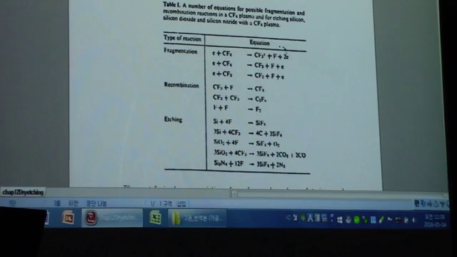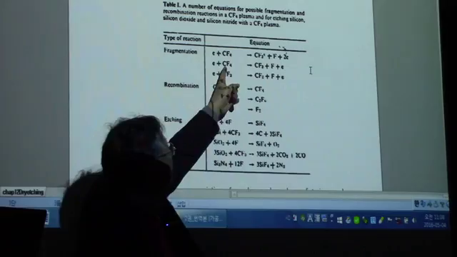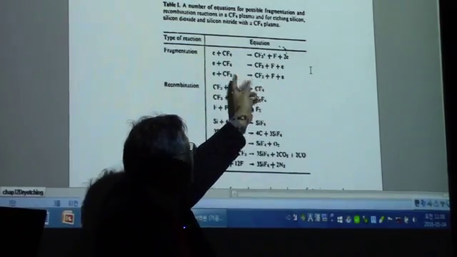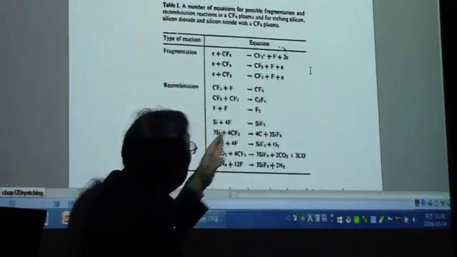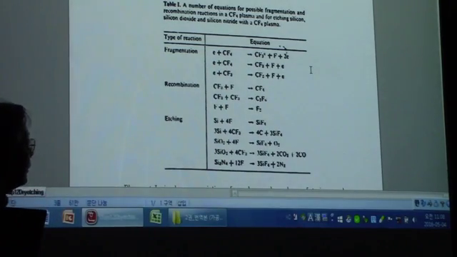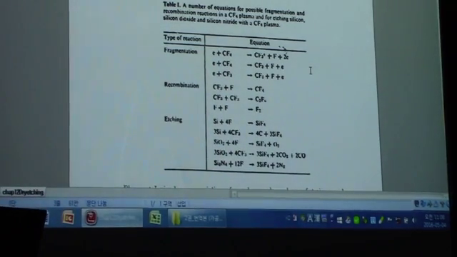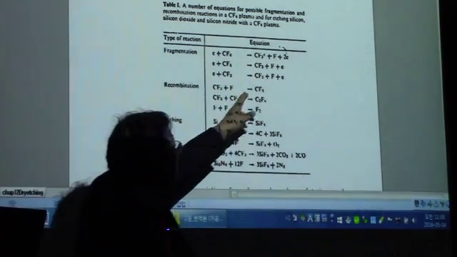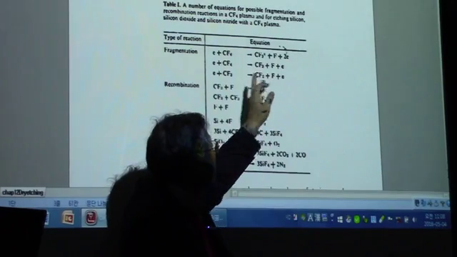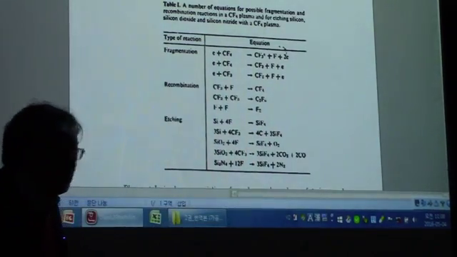And in this table, there are a number of equations for possible fragmentations and recombinations. Fragmentation means in the CF4 gas, for example, you can generate F atoms, okay, not ions, F atoms, by this fragmentation. And with this fragmentation, this F atom is important for the etch.